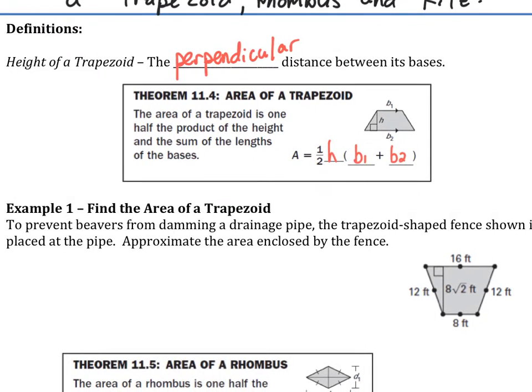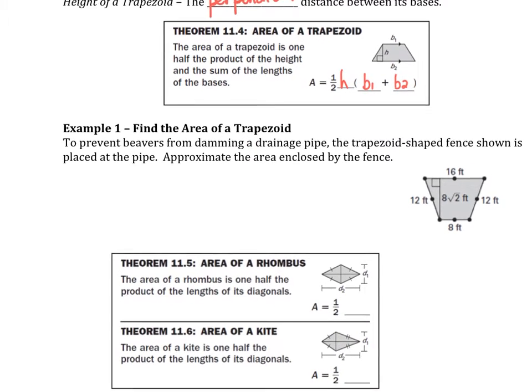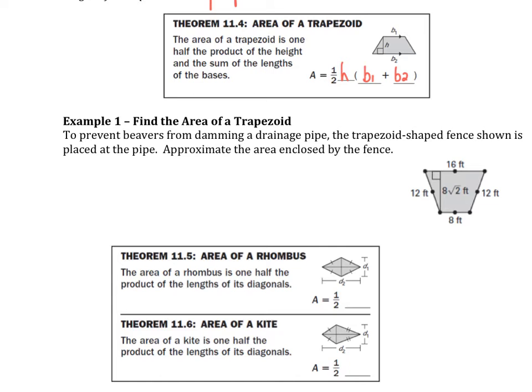So the area of a trapezoid is 1/2 times the height times the sum of the bases, so base 1 plus base 2. So we look at example 1. It says, to prevent beavers from damming a drainage pipe, the trapezoid-shaped fence shown here is placed at the pipe. Approximate the area enclosed by the fence. So what we need for the area of a trapezoid, it's 1/2 times the height times base 1 plus base 2. So we need to know what is the height, what is base 1, what is base 2.